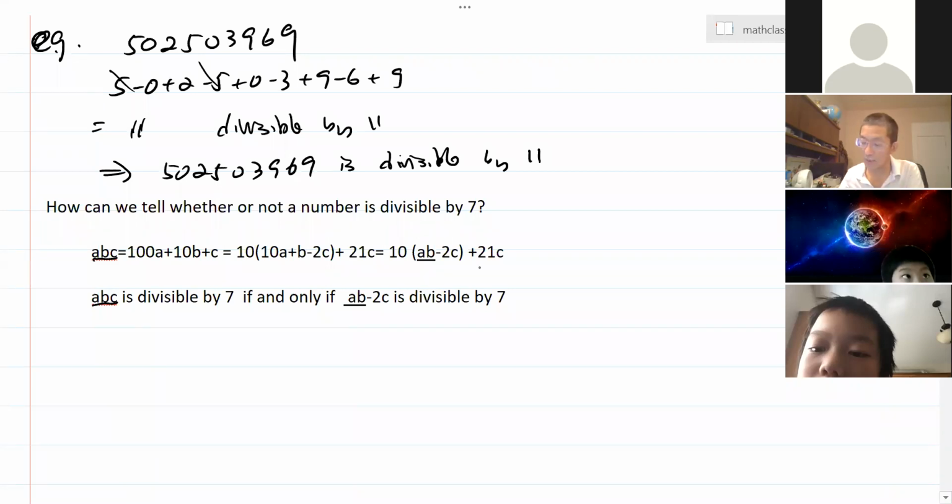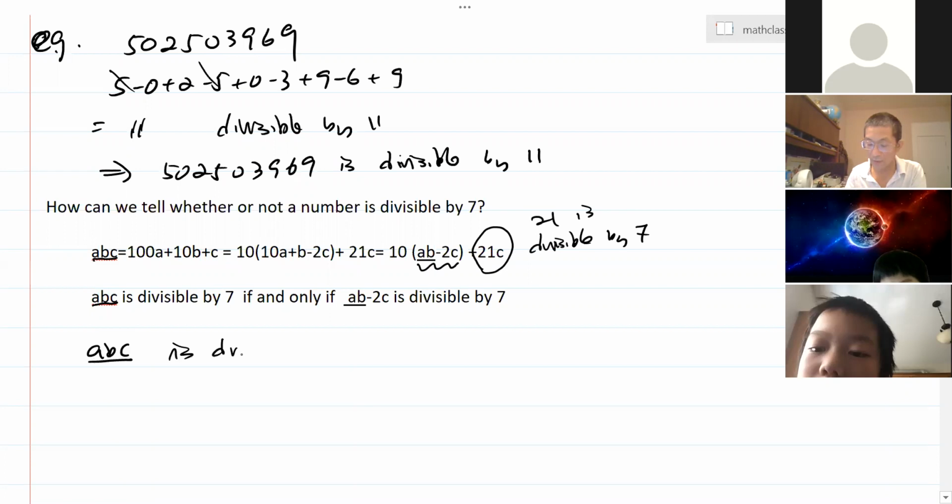And then you see that this is always divisible by 7, right? 21 is always divisible by 7. So all you have to do, when checking whether a number is divisible by 7, is look at this. So clearly, ABC is divisible by 7 if and only if AB, you drop the last digit and get a two-digit number, minus 2 times, minus double the last digit, is divisible by 7.